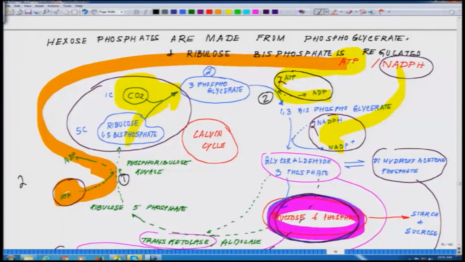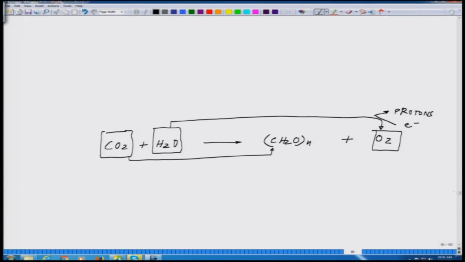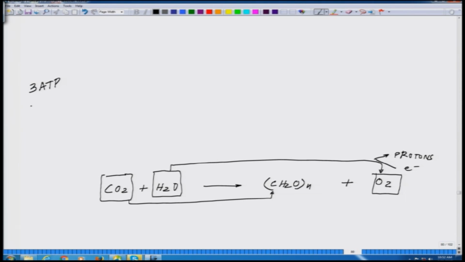So, 2 plus 1, 3 ATP are involved, whereas if you see the NADPH, there are 2 NADPH consumed. Okay. So, now let us add this up to the cycle. So, we talked about 3 ATP plus 2 NADPH.